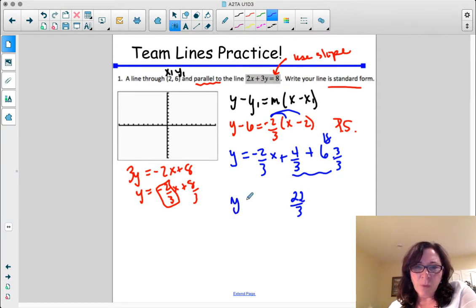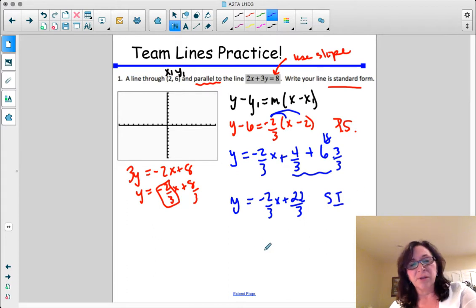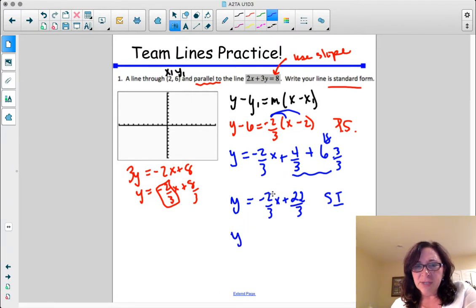So then we have y equals negative 2/3 x plus 22/3. Now this is what we call slope-intercept form. And you saw this on the previous screen. And this is located also, the slides are posted on Schoology. So what we have is y equals negative 2/3 x plus 22/3.